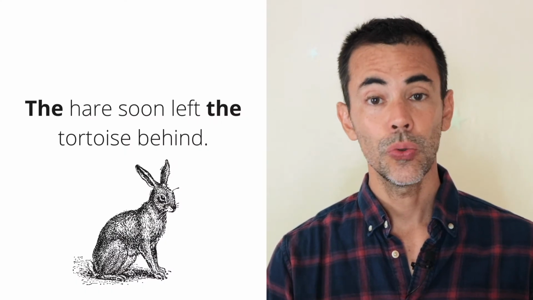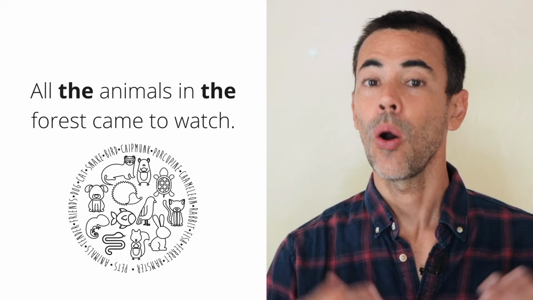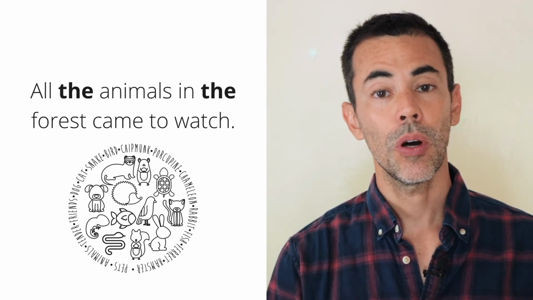Now let's look at the. I said, the hare soon left the tortoise behind. It's the hare and the tortoise because it's the second time I've mentioned them. So it's a and an for the first time and the for the second time. I also said all the animals in the forest came to watch. Now that's the first time I've mentioned the animals and the forest.